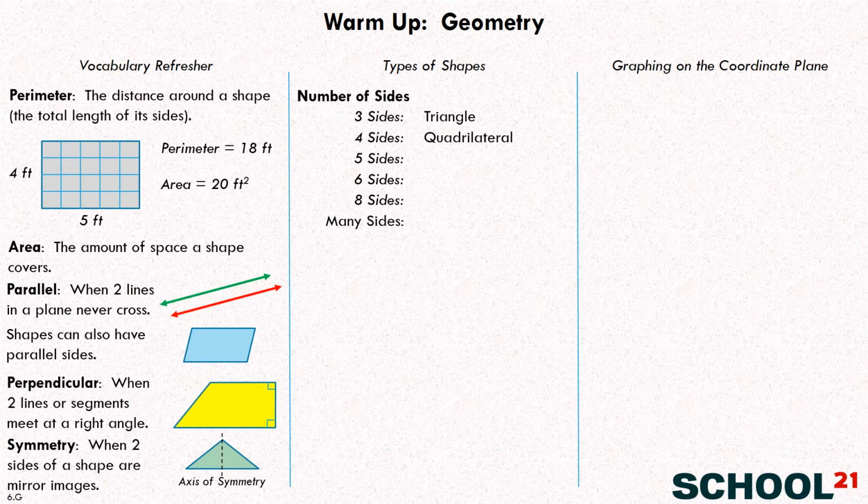Quad means four, and lateral means sides. So 4 sides is quadrilateral. How about 5 sides? Oops, went ahead and did it. Pentagon, right? Yeah. Pent means 5. How about 6 sides? Hexagon. Hexagon, very good. There is a 7-sided shape, it's called a heptagon, but you don't use that much. How about an 8-sided shape? Octagon. Octagon, right? That's just like a stop sign, which has an octagon shape.